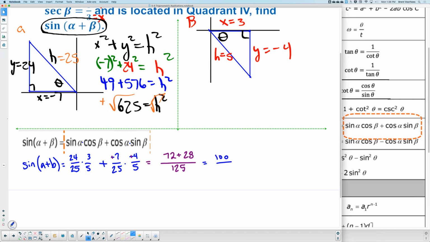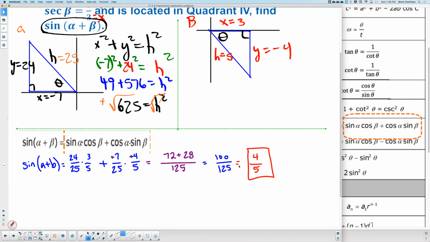So we have 100 divided by 125, and that can simplify. 25 goes into both those numbers. 25 goes into 100 4 times, and 25 goes into 125 5 times. And so that would be our answer there.